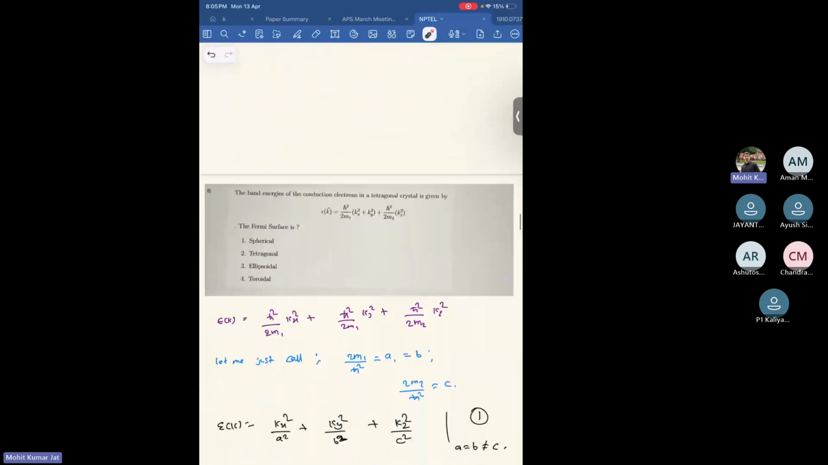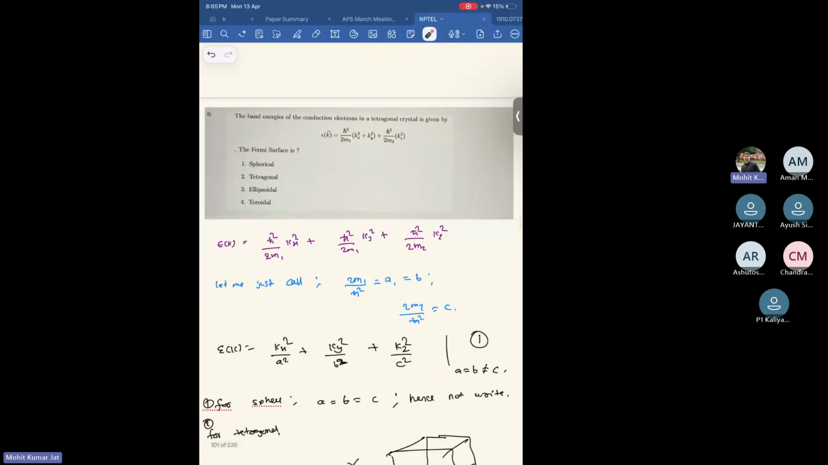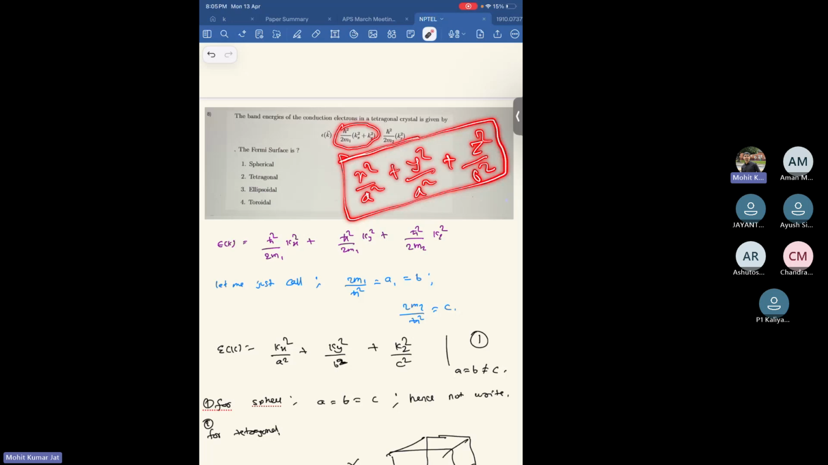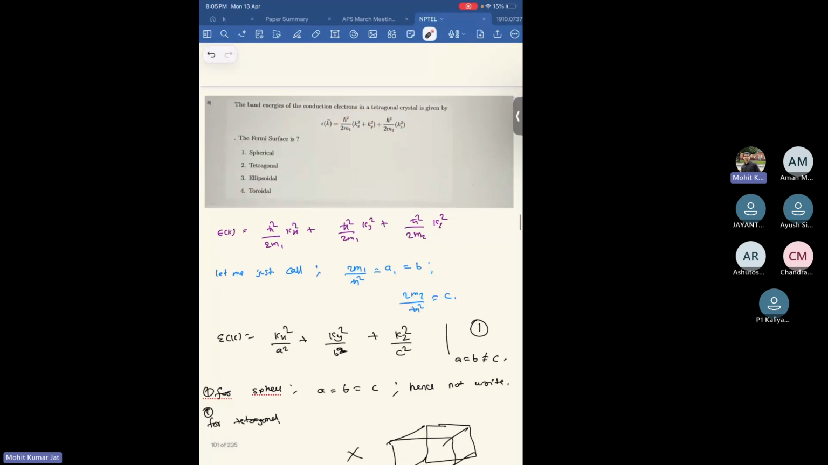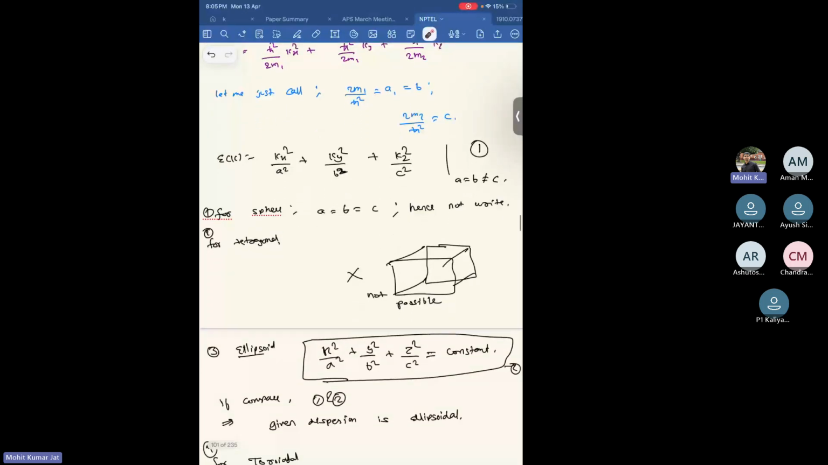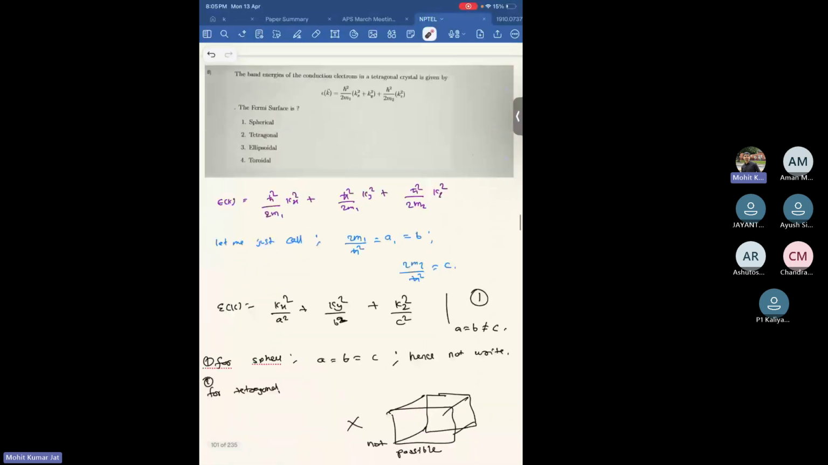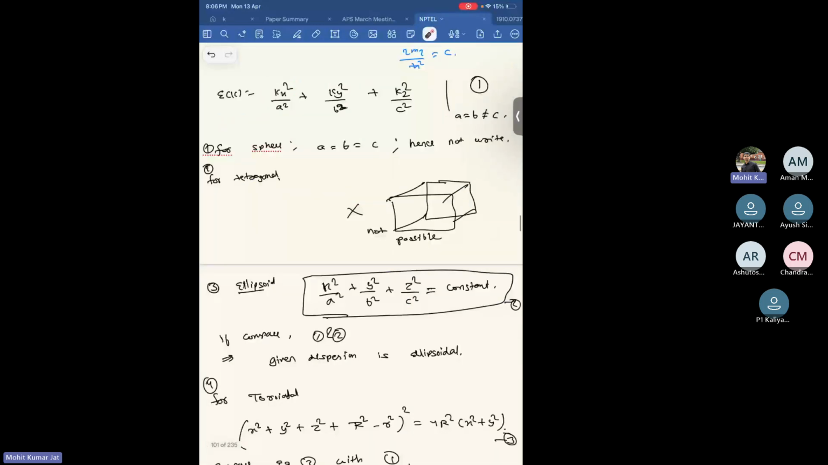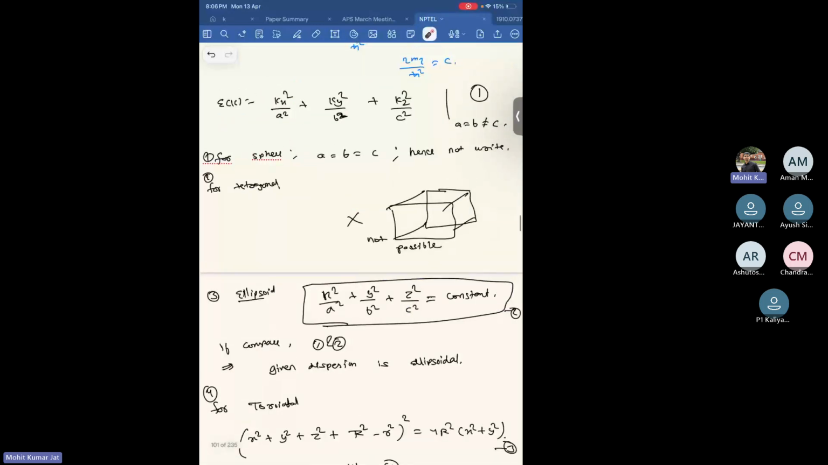The next question is: the band energy of a conduction electron in a tetragonal crystal is given by... So a tetragonal crystal is something where you have an expression like x squared by a squared plus y squared by a squared plus z squared by b squared, right? If something is like this, then it is known as a tetragonal crystal. This is a kind of Fermi surface, basically. And in that case, for a sphere, we need a equals b equals c. So sphere is not true, right? For tetragonal, it's not possible because it will be tilted kind of thing.